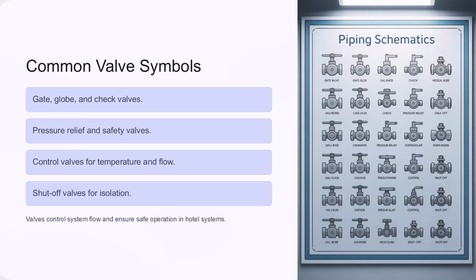Shut-off valves isolate sections of the system during maintenance. Recognizing these symbols helps technicians work quickly and safely. Valves must always be shown correctly to avoid confusion during critical operations. Misreading valve symbols could lead to service disruptions or safety risks. They are vital elements in the reliability of hotel systems.